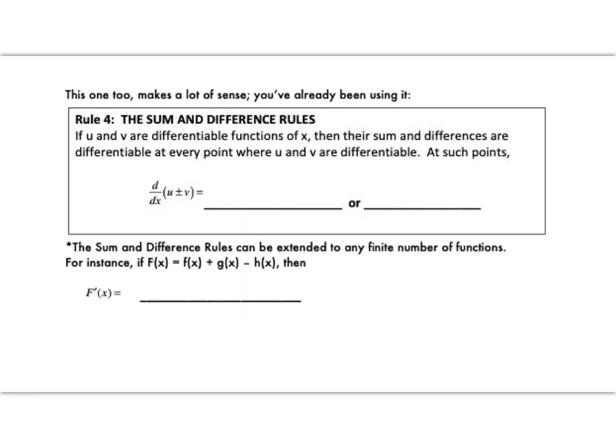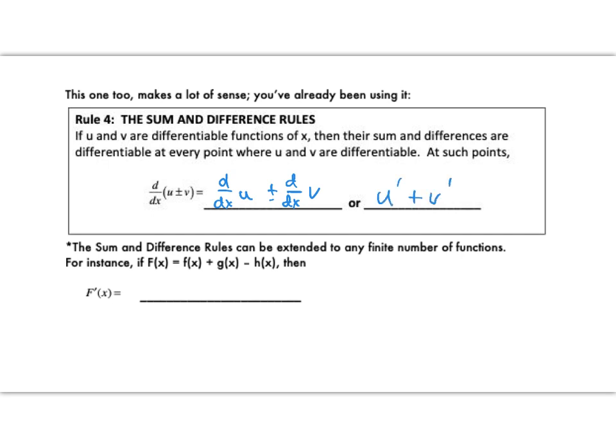Okay. Here's another one that makes a lot of common sense, and that's the sum and difference rules. If u and v are differentiable functions of x, then their sum and difference are differentiable at every point where u and v are differentiable. So at those points, if it's u plus or minus v, then the derivative is going to be the derivative with respect to x of u plus or minus the derivative with respect to x of v, sometimes known as u prime plus or minus v prime.